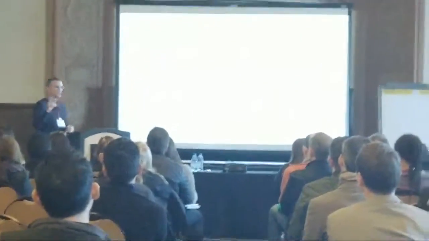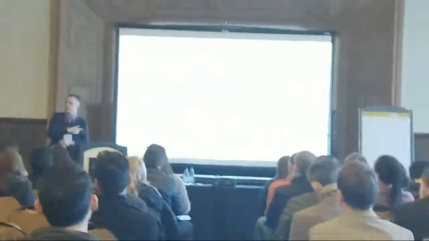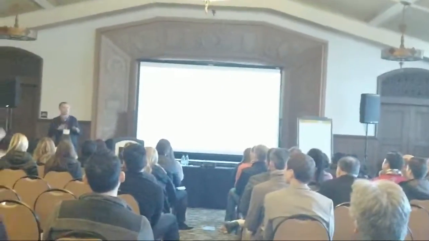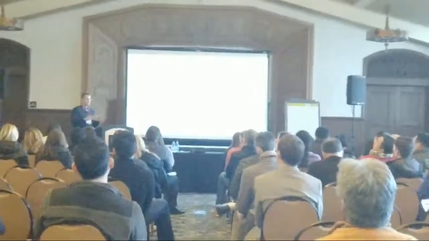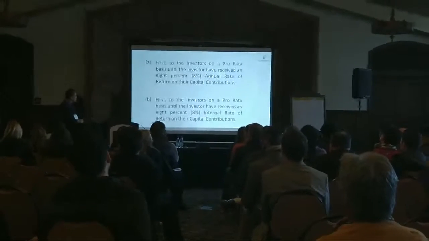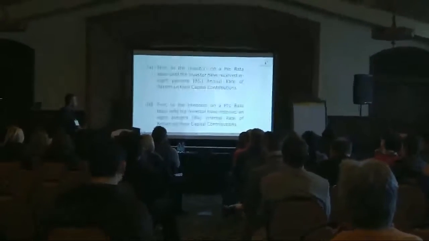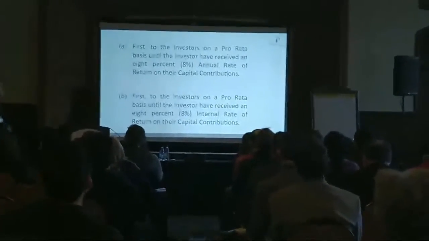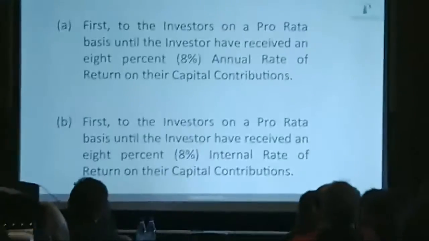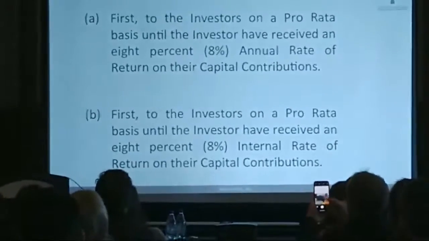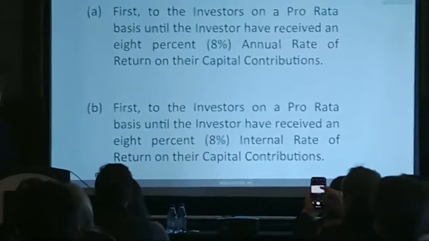So one word changes the whole mathematics in the spreadsheet. That's why I can't give it to you. Because it's different. So what has to happen is you have to make sure that the Excel model is mimicking exactly what the language is in the partnership agreement. So this is the difference between the two. These are the same exact provision. It's just one has the word annual and the other has the word internal. That was the only difference.